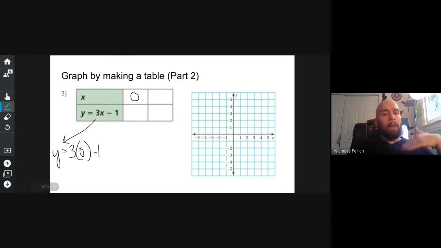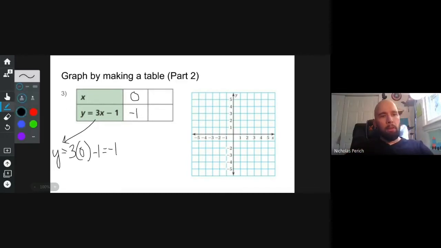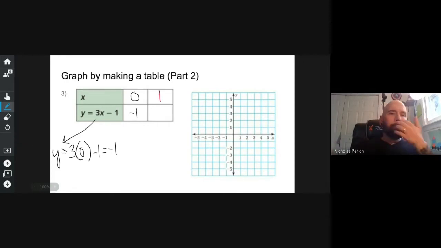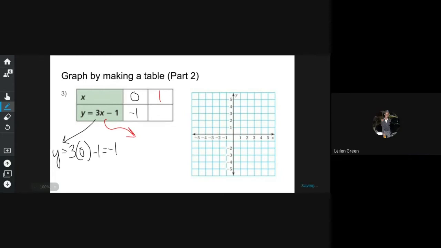Let's just do this in our heads. 3 times 0 is 0. 0 minus 1 is negative 1. Not so bad. Let's pick another point. How about 1? Why not? X is 1.